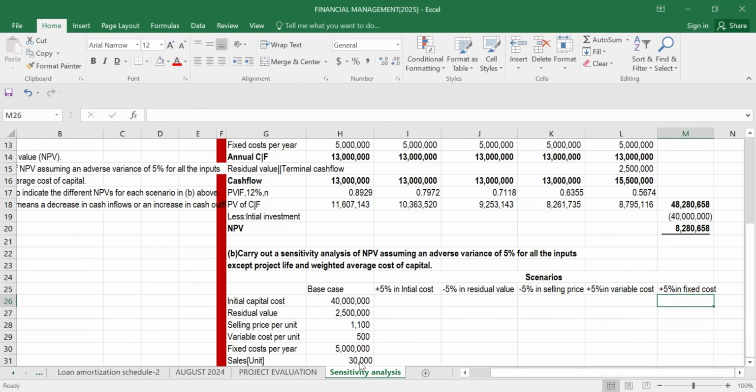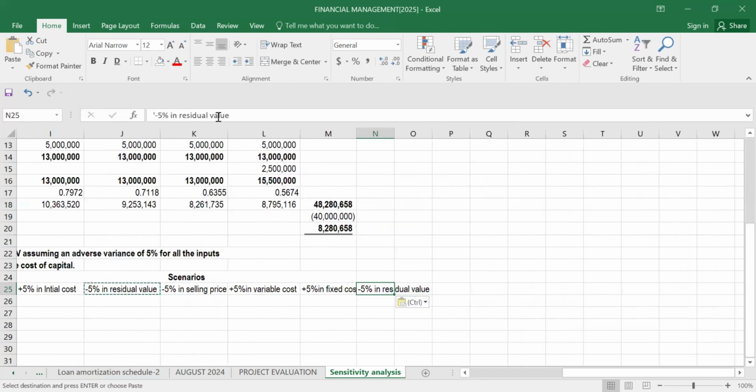With a 5% adverse variance, we are going to assume that this one will reduce. So let me just copy this one, and then paste it here. Yes, a 5% decrease in sales volume.